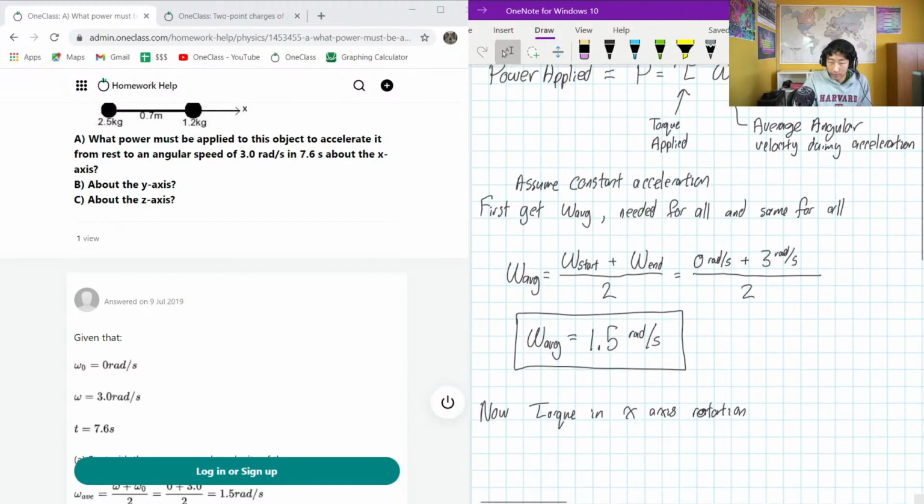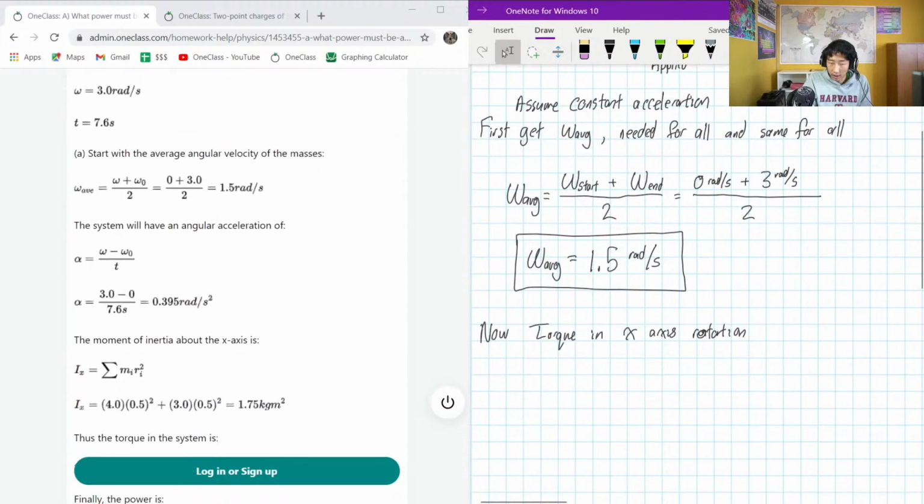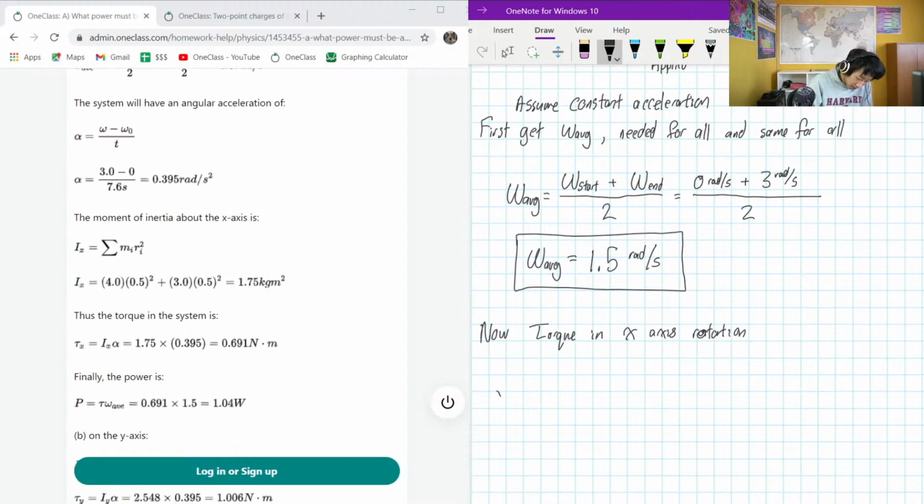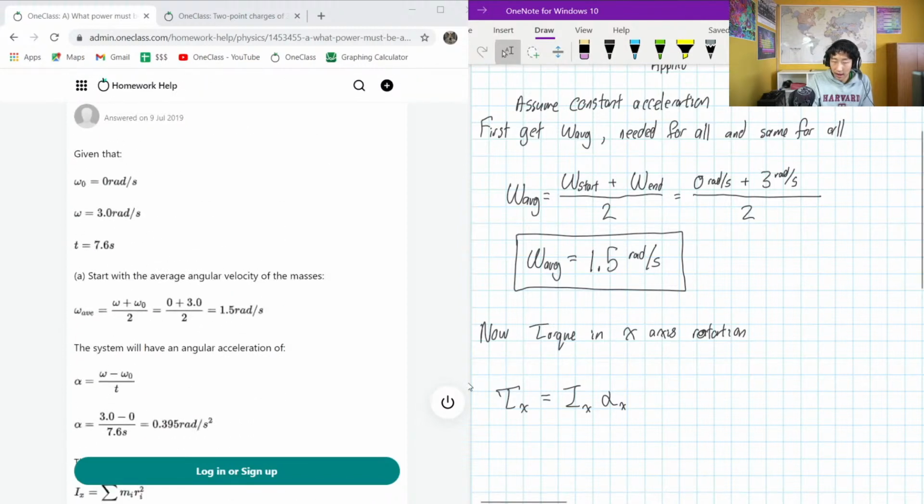So what we need to do here is we know that torque is going to be equal to the angular acceleration multiplied by the moment of inertia, right? So the torque about the x-axis is going to be equal to the moment of inertia about the x-axis multiplied by the angular acceleration about the x-axis. But angular acceleration is going to be the same for everyone. Let's find our angular acceleration first, because that's easier. Our moment of inertia, we'll keep as that for now.